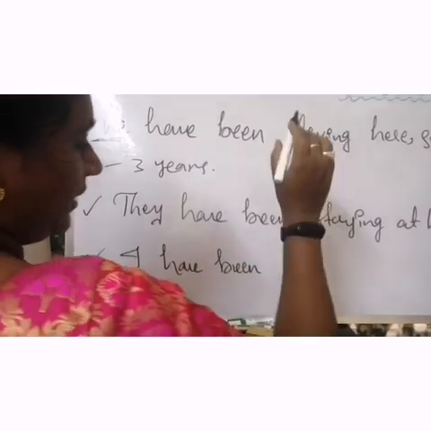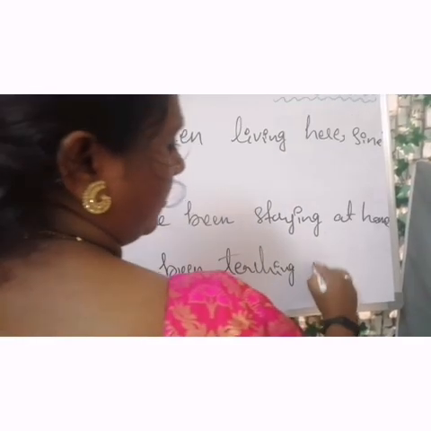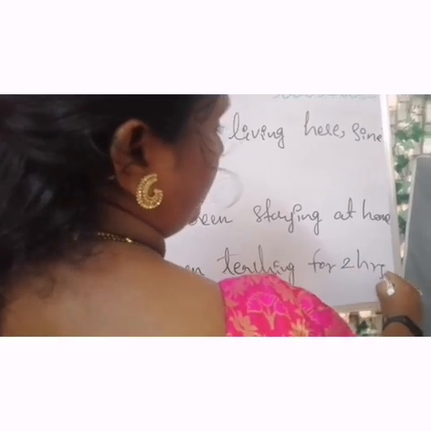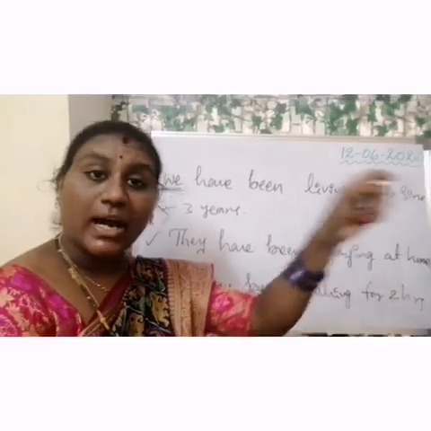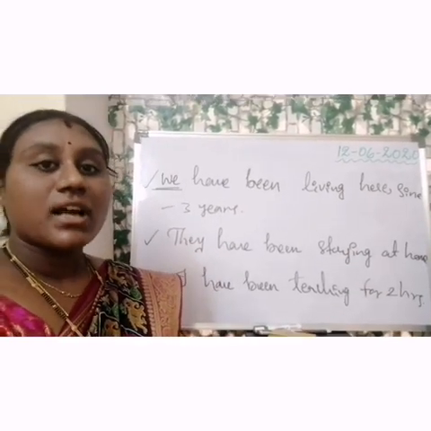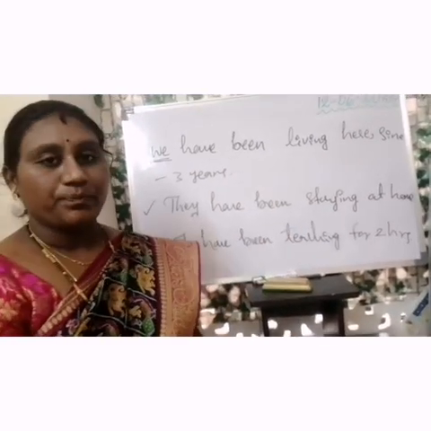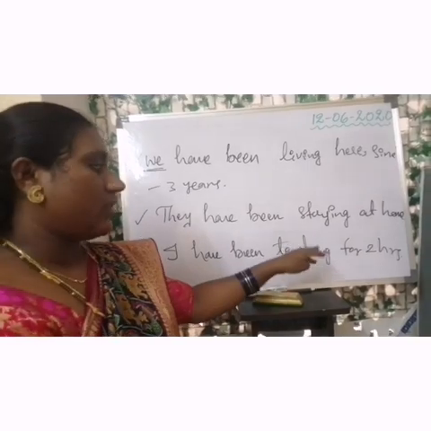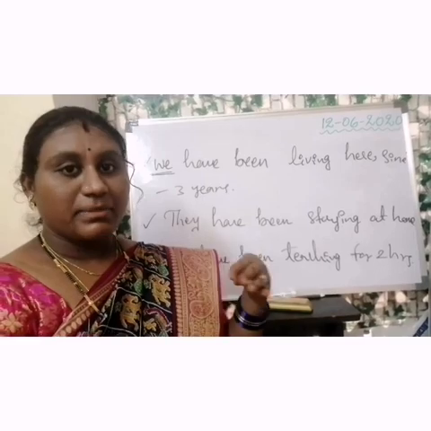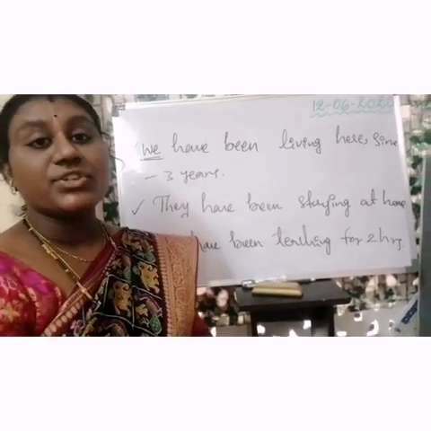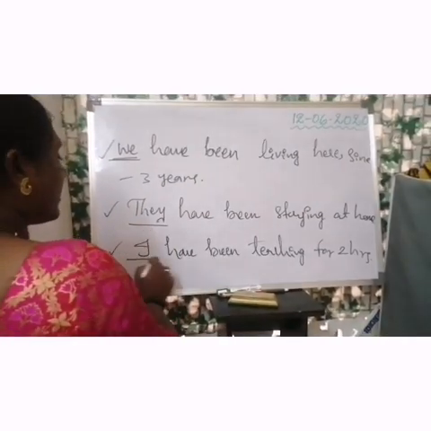Next, I have been teaching for 2 hours. So I have been teaching for 2 hours. That means I started the topic, or teaching, 2 hours ago, but I have been teaching for 2 hours. From these 2 hours, my teaching is continuing. So these are some examples with first and second person pronouns.